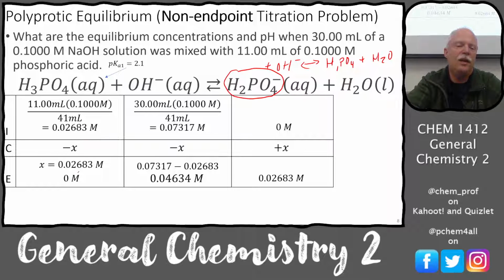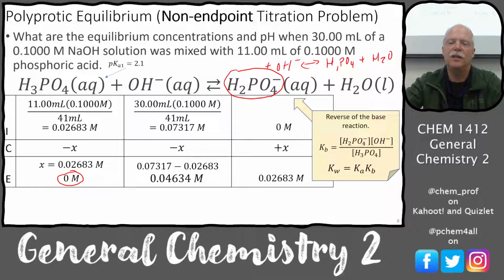While we're here, though, I want to just quickly look at this 0 molar. I mean, nature hates zeros. And so just as a side note, let's do a real quick equilibrium calculation. And there's a quick way to do this. Look at this reaction. This is acting like a base if we run it backwards. So this is H2PO4 plus water makes hydroxide and H3PO4. So this is a KB reaction in reverse. So that's the reverse of this reaction here.